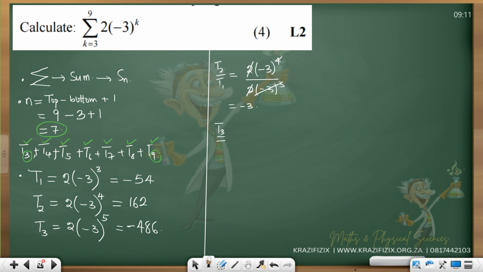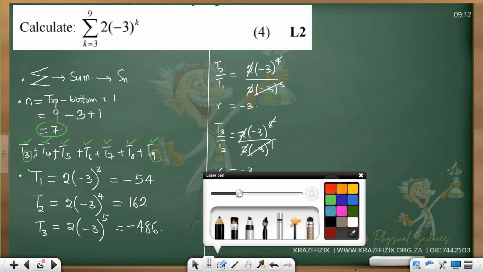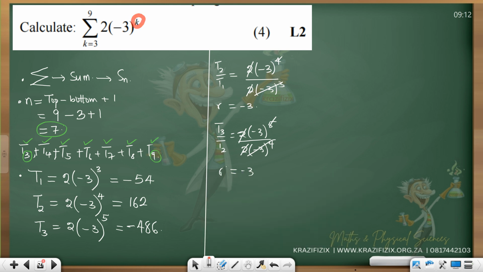I can also say T3 divided by T2. You have 2, negative 3, 5. Just using laws of exponents, the 2 would cancel. Dividing with the same base, subtract the exponent. 5 minus 4 is 1. Check, already I have it, and it's my ratio. Why am I thinking of ratio first? I'm thinking of ratio first because of this exponent. Once you start seeing that, it makes life easy for you.